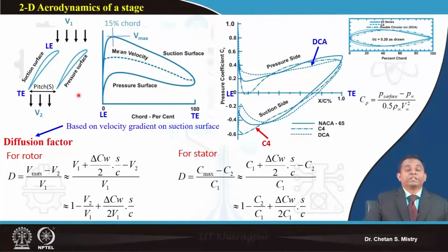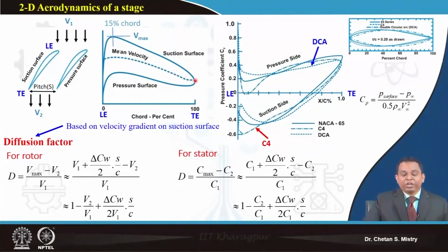Now, with this data, Americans, mainly NASA, earlier named NACA, have come up with a solution in the sense of the diffusing capacity of a particular aerofoil or a particular rotor and stator configuration. Say this is my maximum velocity, my entry velocity is V1 and my exit velocity is V2. They introduced a parameter called the diffusion factor. Based on the velocity gradient on the suction surface, they have defined this as V maximum.